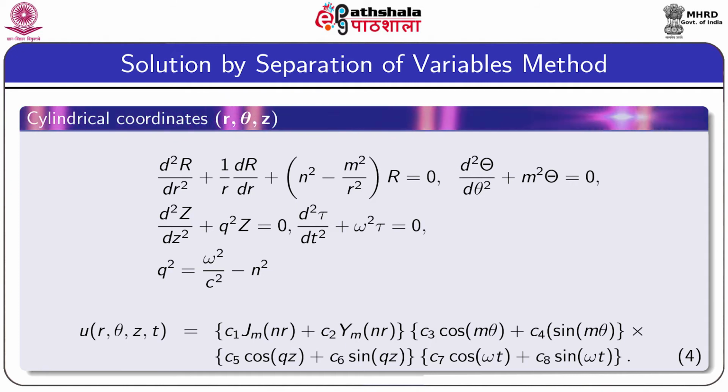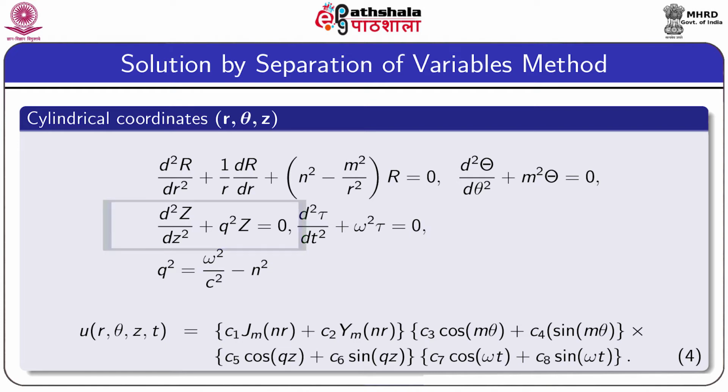So, if you observe the tau equation, it is very easy to find the solution of this equation. Its solution is a linear combination of sine function and cosine function. So, this is periodic with period 2 pi by omega. So, the solution for tau is tau equals some constant C7 cos omega t plus C8 sin omega t.